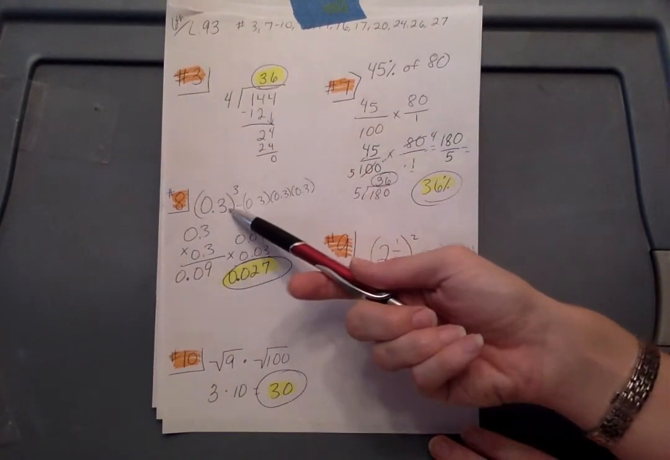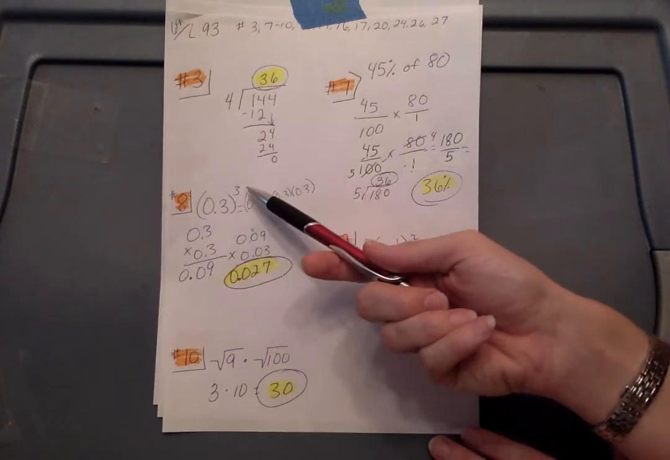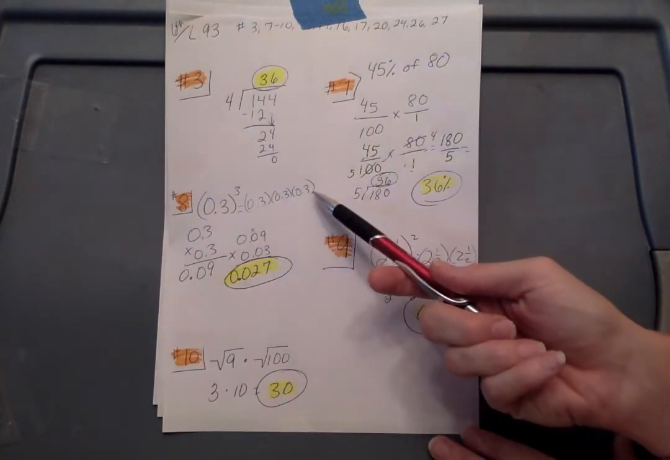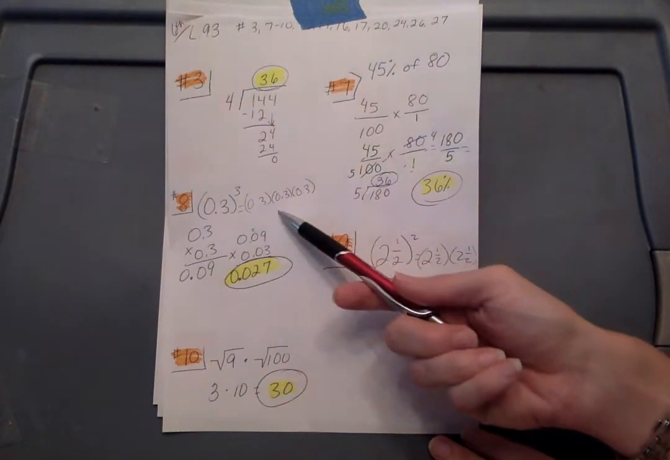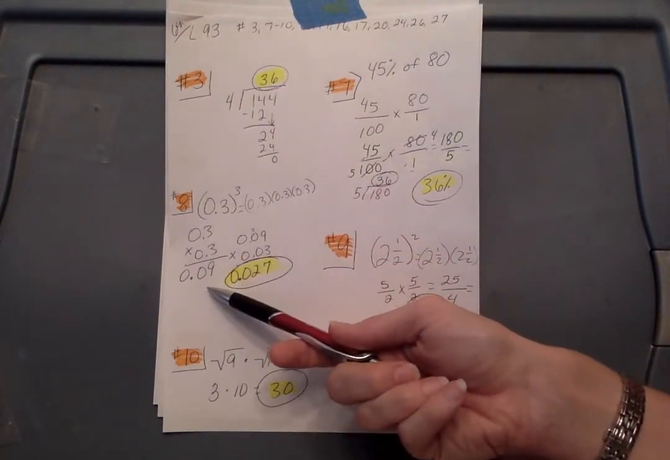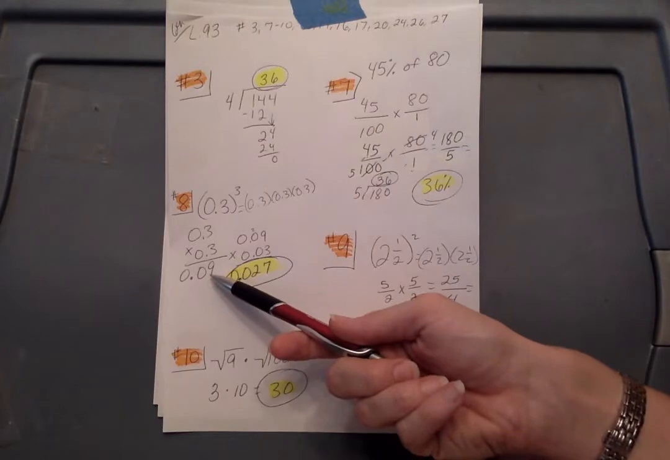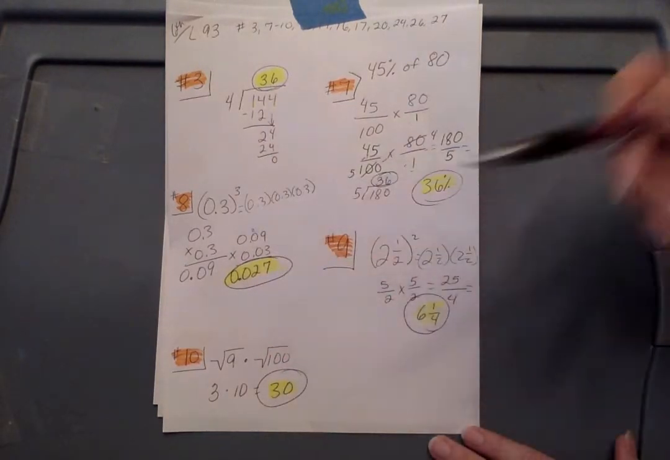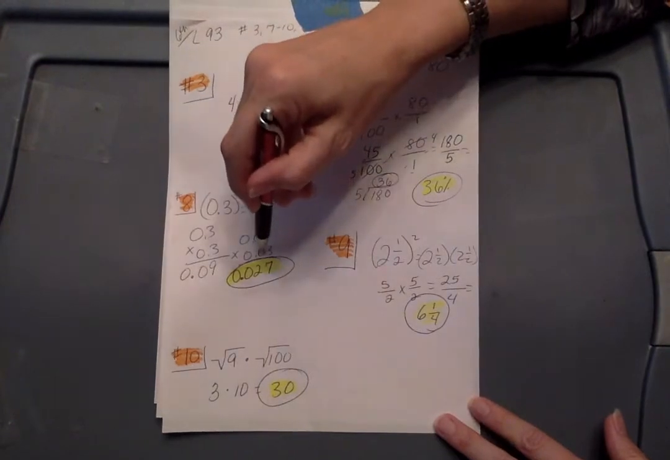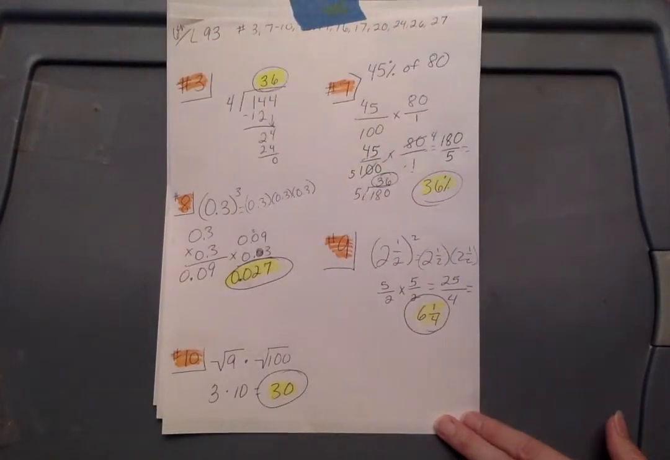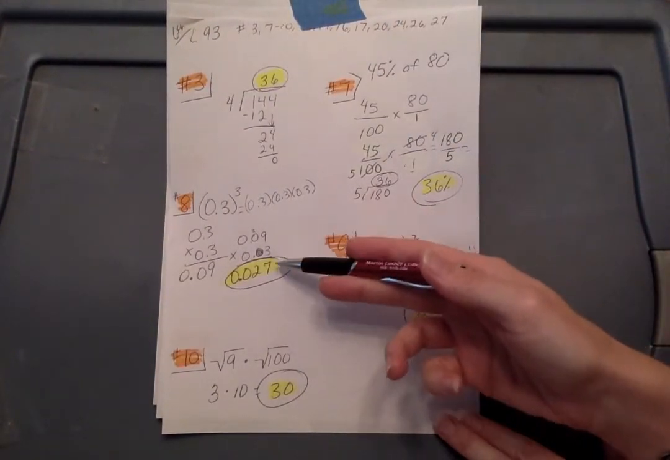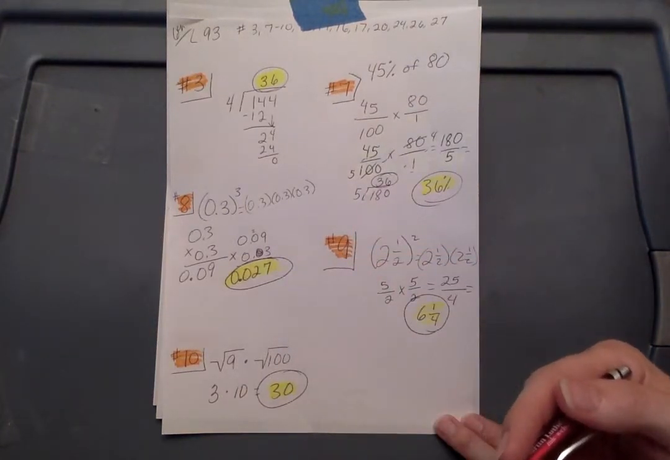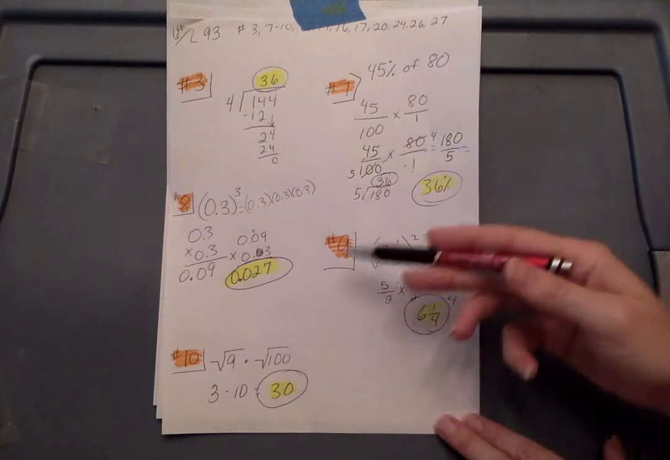Number 8 says to take 3/10 and to put it to the power of 3. That means 3/10 times 3/10 times 3/10. So I do my first two times each other and I get 9/100. Then I take 9/100 times my last 3/10. I'm sorry, that should be 3/10, and I get 27 thousandths. Okay, 27 thousandths says the answer.